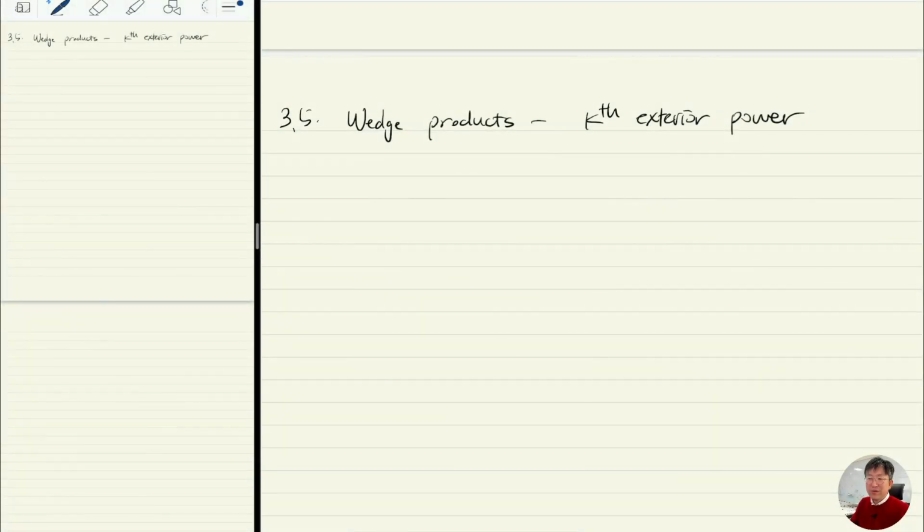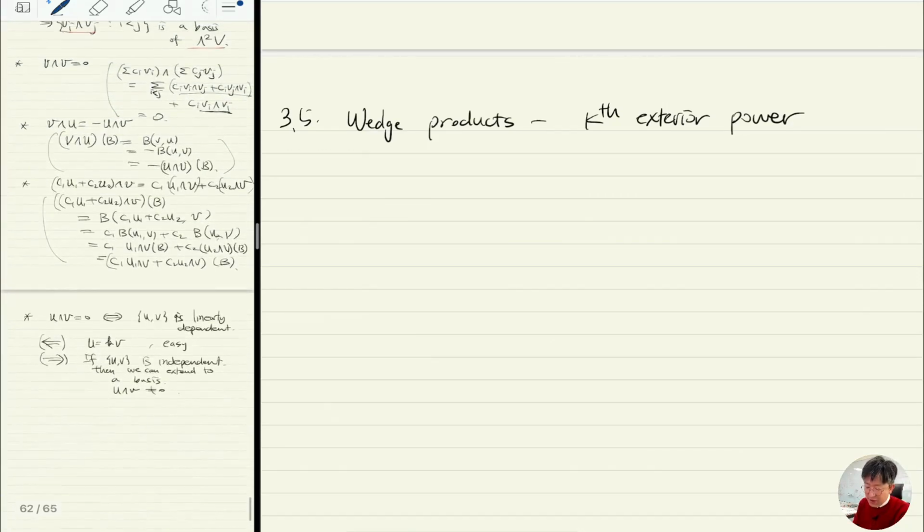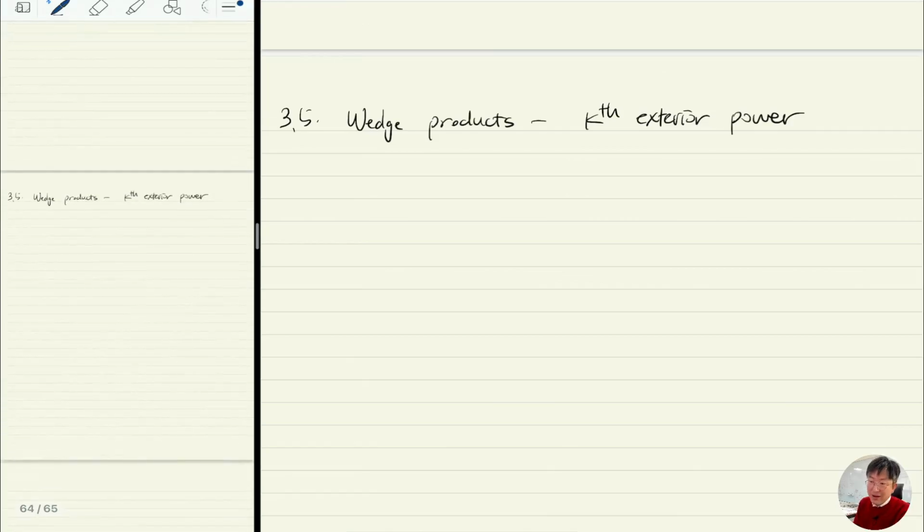Okay, now we are ready to discuss the k-th exterior power of a vector space. Most of the properties will be similar, right? We have seen the second exterior power and some of its properties, and we're going to generalize that for the k-th exterior power. So let me start with the alternating multilinear form.